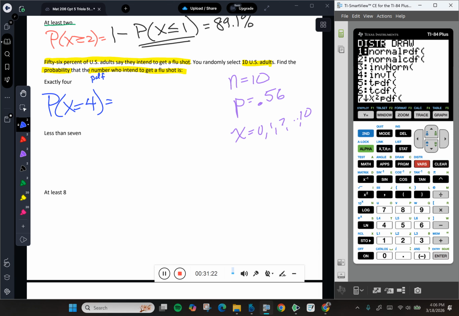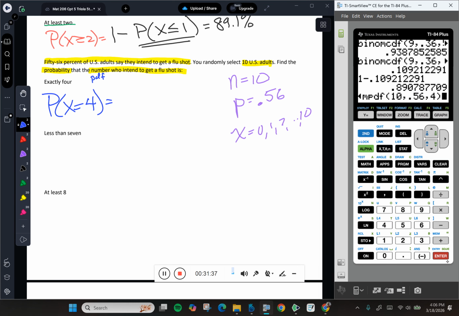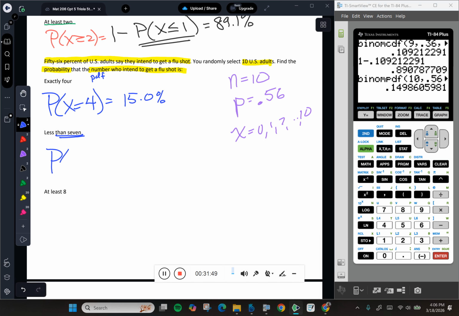Go to my distribution, find that binomial PDF, trials 10, P 0.56, X value 4, paste, paste, paste. We're looking at 15.0%, and we're done. Less than 7. Less than 7 means 6 and below. So the probability that X is less than or equal to 6.